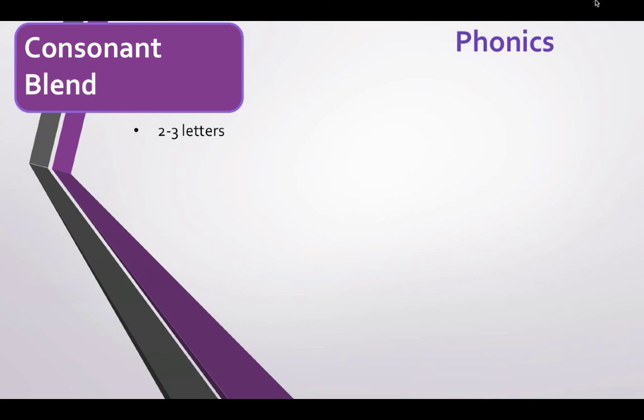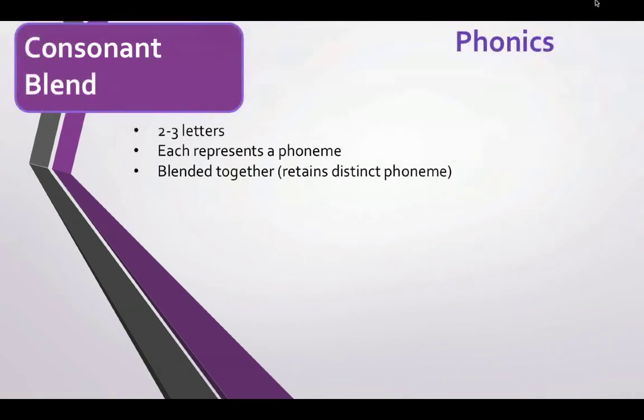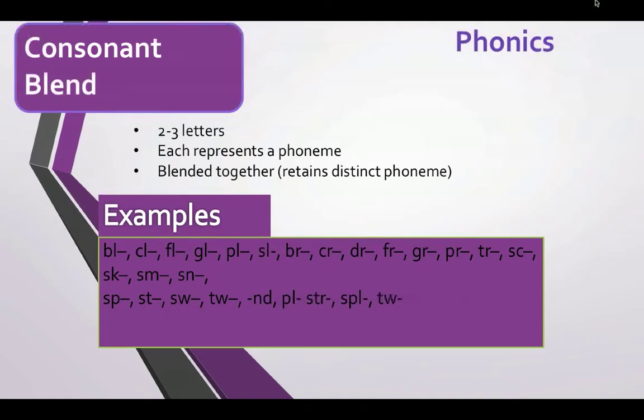Consonant blends are generally 2 and 3 letters. Each letter represents a phoneme, and they blend together. So these blends retain the original consonant sounds together. These are various examples of them. But the idea here, blends the sounds together. So they remain distinctly like the original consonant.